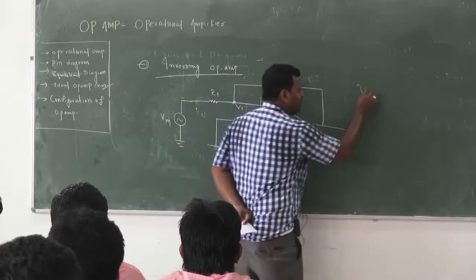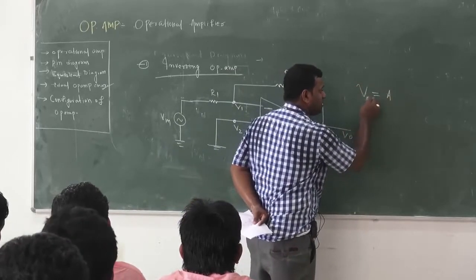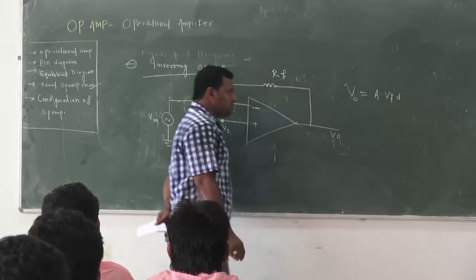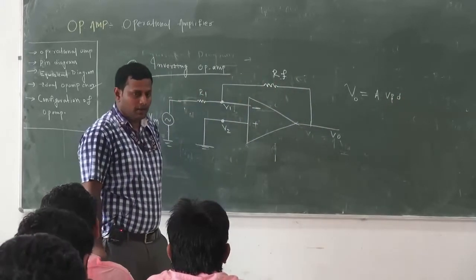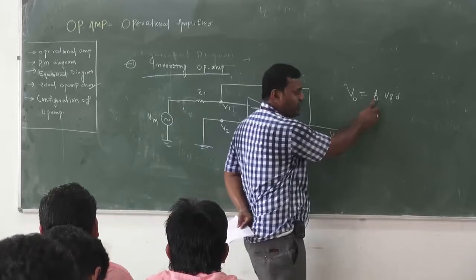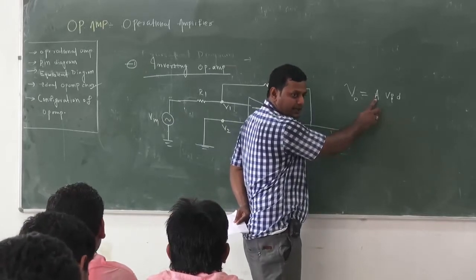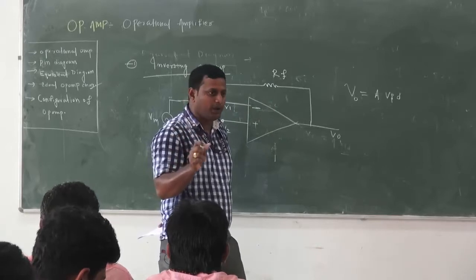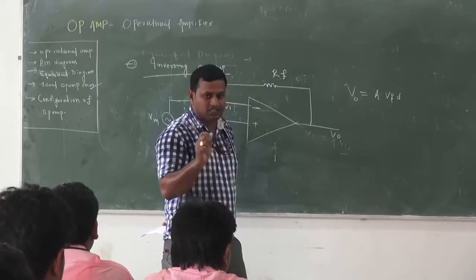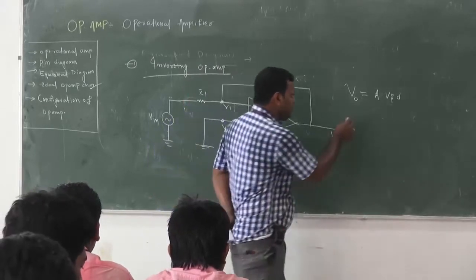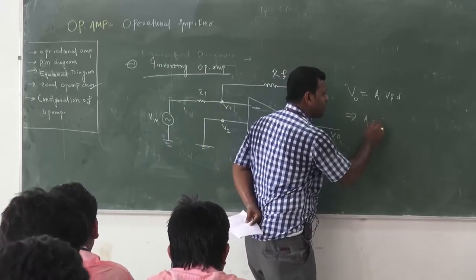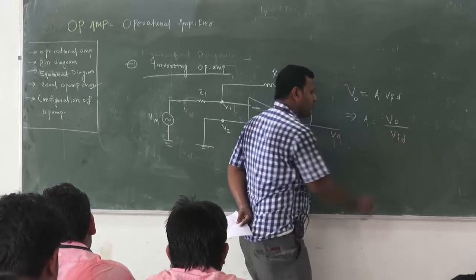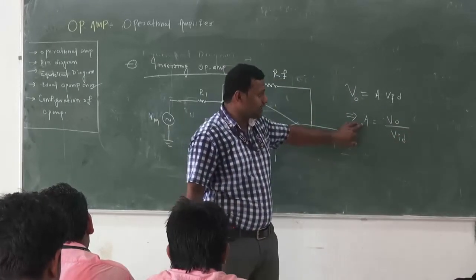Again, for an ideal op-amp, V0 is equal to A into VID. For an ideal op-amp, what is the value of A? Infinite, right? I already told the classification of ideal op-amp. For an ideal op-amp, my A value must tend to infinity. So in general I can say A is equal to V0 by VID. Okay. Under what condition does my A tend to infinity?